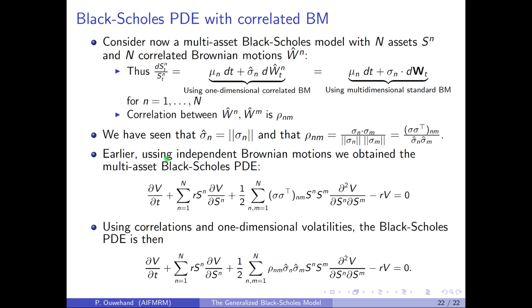Now earlier, using independent Brownian motions, we obtained the following multi-asset Black-Scholes PDE. And in order to rewrite this using one-dimensional volatilities and correlations, we just have to deal with this number here, namely the nm component of sigma times sigma transpose. If we go back to this equation here, we see that that component is precisely rho nm times sigma hat n times sigma hat m. And thus replacing this number, we obtain the following Black-Scholes PDE.